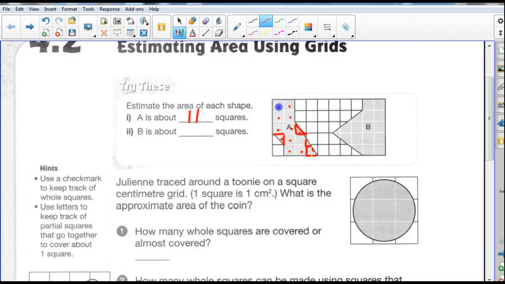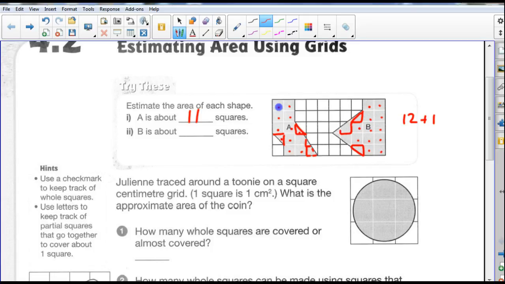Okay, let's look at B. Well, we've got 1, 2, 3, 4, 5, 6, 7, 8, 9, 10, 11, 12 full squares. Okay, so we just put that number 12 beside it. Over here looks like we've got maybe a little bit more than half a square. Over here we've got maybe a little bit more than half a square, close to it, so we could probably add 1 square for those two.